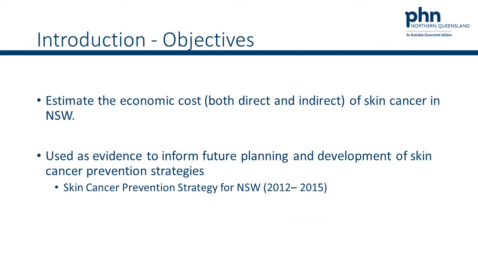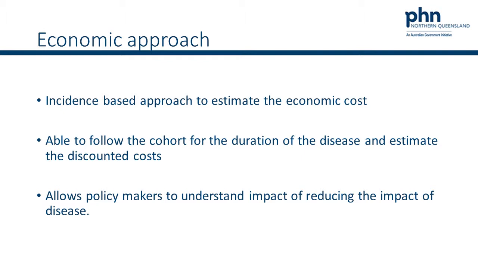The article clearly states the objectives of estimating the economic cost, both direct and indirect, of skin cancers in New South Wales. And they also hope that the article will be used as evidence to inform future planning and development of skin cancer prevention strategies. They took an incidence-based approach to estimating the economic costs. This allowed them to follow the cohort for the duration of disease and estimate the discounted costs. This is a really good approach because it allows policymakers to understand the impact of reducing the burden of the disease.